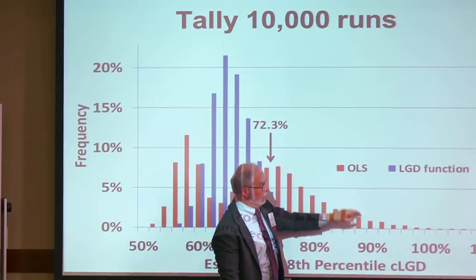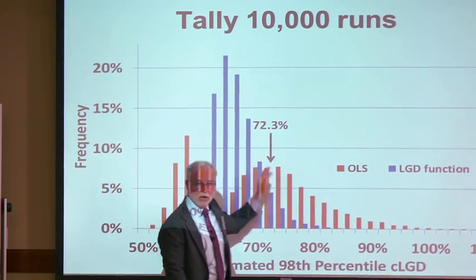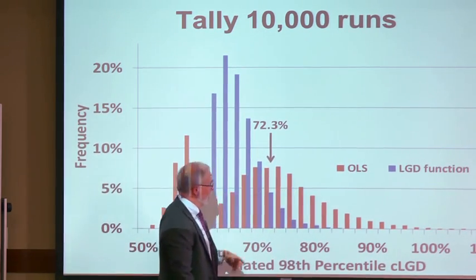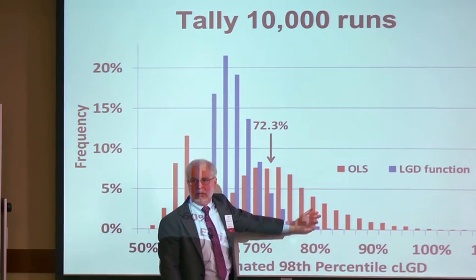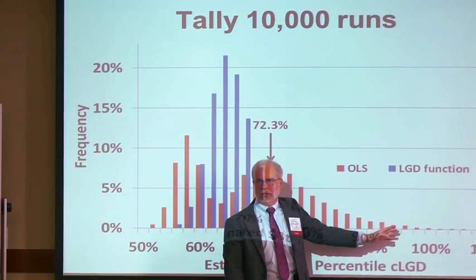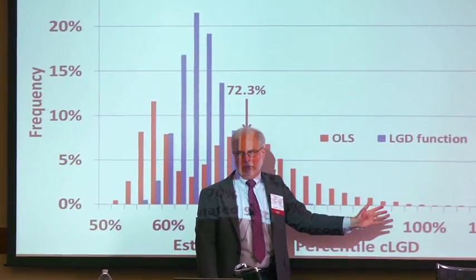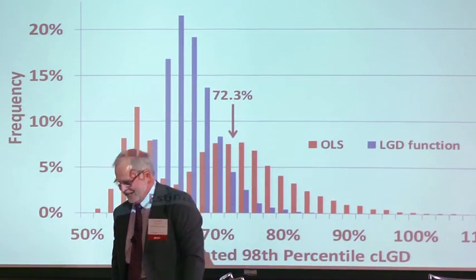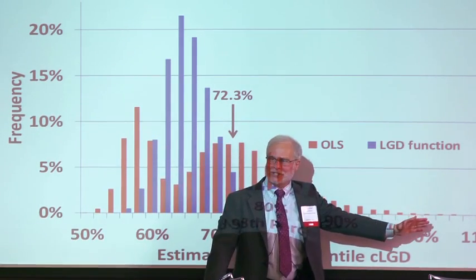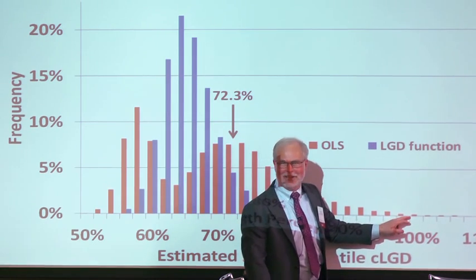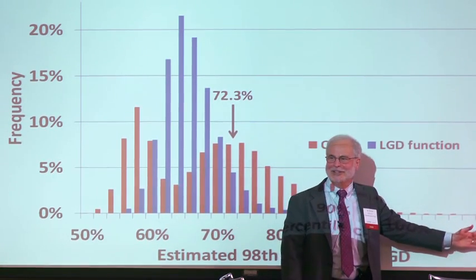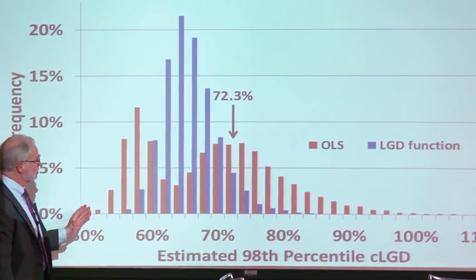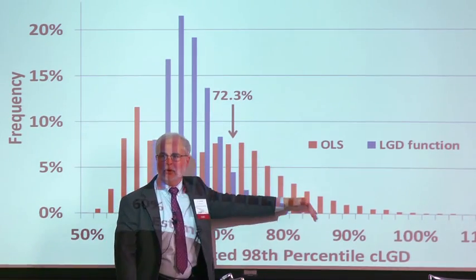And here's what you get with OLS. This is the histogram of projections of the 98th percentile loss given default. In the case we looked at, we were estimating about 80. We were in this bar out here. I didn't want to show you something really extreme. It looks unbelievably bad, and I would have even less credibility if I showed you one of these cases out here. But look at it. This regression is saying that LGD at the 98th percentile is going to be 100 or 110%. There are cases like that. On the other hand, it goes all the way down to the 50s. And isn't that interesting? It's bimodal.